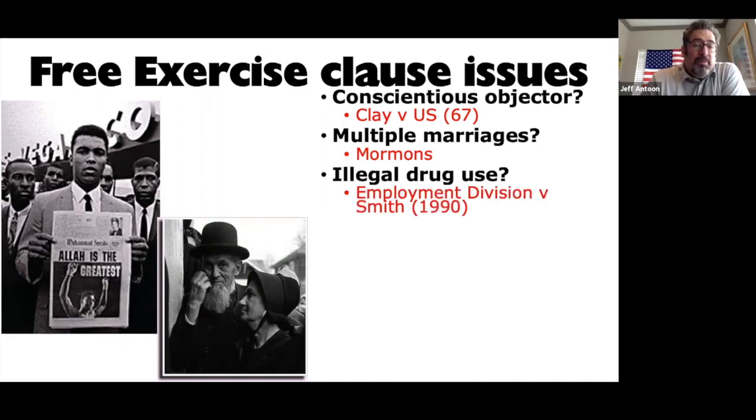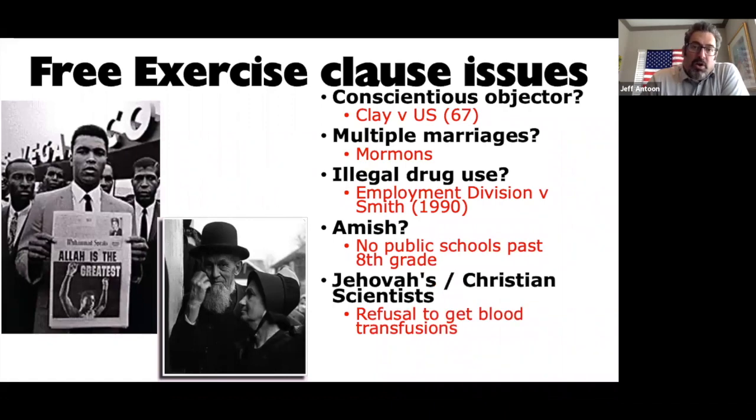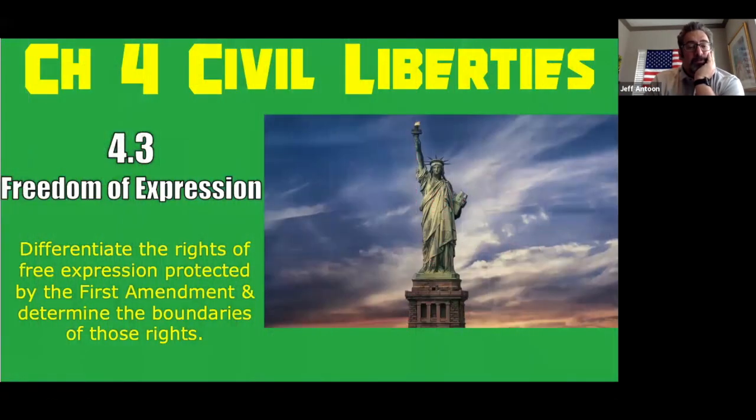We're going to talk about Employment Division versus Smith, where they took drugs as part of their religious practice. Is that controversial? Amish don't have to send their kids past the 8th grade, and that's in Wisconsin versus Yoder. We're going to go over that in a second. And then Jehovah's Witnesses and Christian Scientists refuse to get blood transfusions. They believe you have to depend on God in order to heal yourself. So it's interesting to see what religions have done, because that's their exercise under the First Amendment and protections.